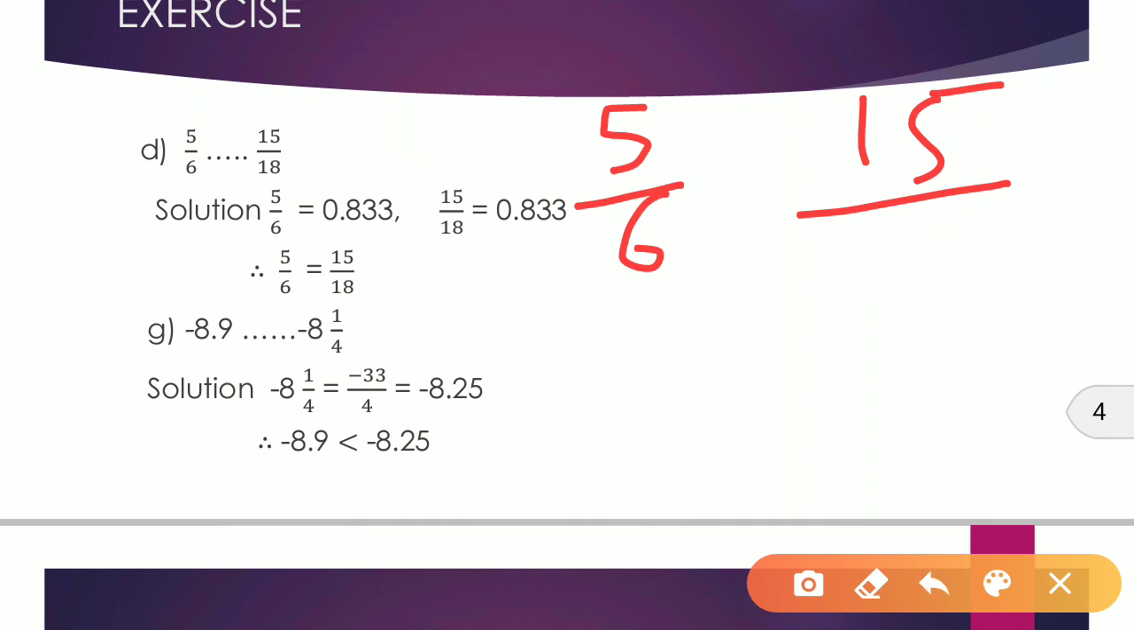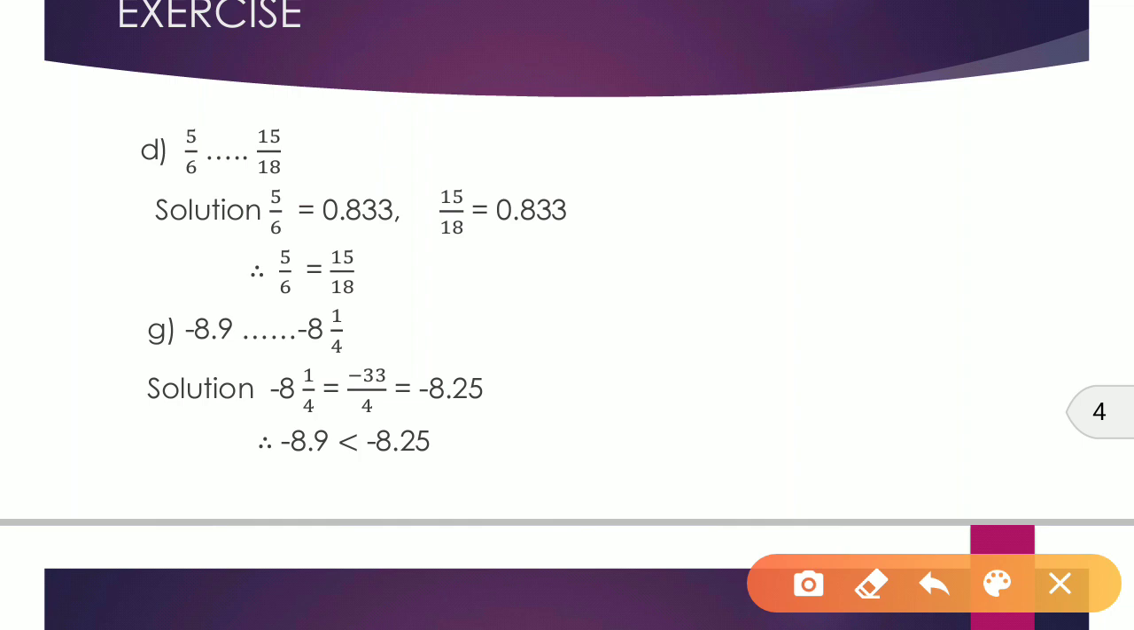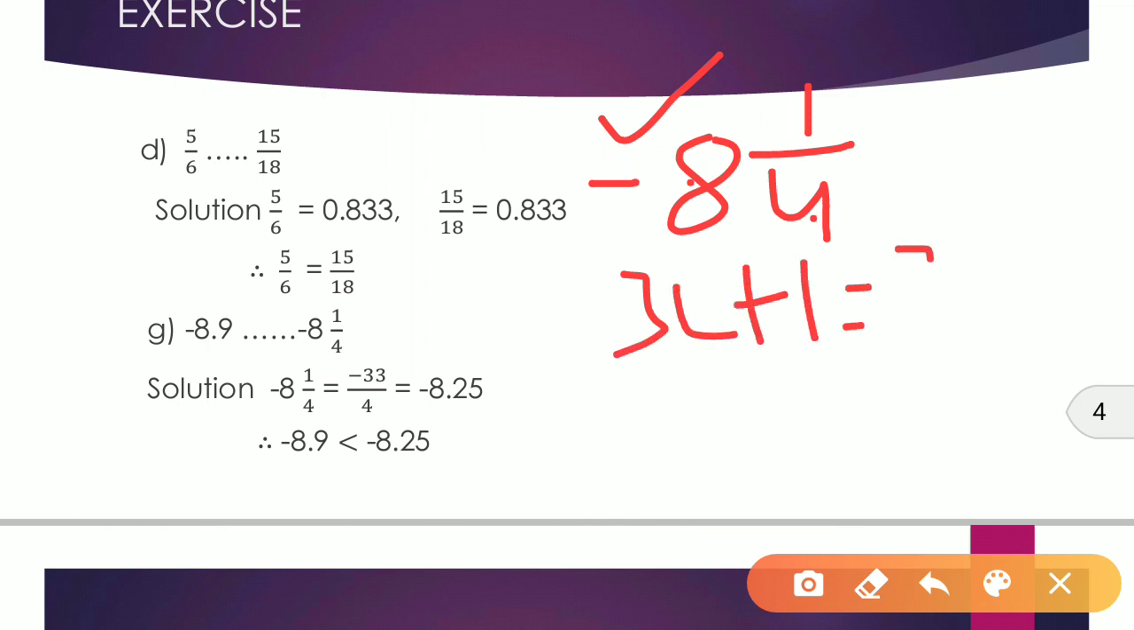Now, our last question is minus 8.9 and minus 8 whole 1 by 4. You cannot do anything with minus 8.9 because it is already in decimal. So leave this number. Next is minus 8 whole 1 by 4. This is in mixed fraction. You have to convert it into a simple fraction. How will you convert it into a simple fraction? You have to multiply 4 into 8, then plus 1. 4 into 8 gives you 32. 32 plus 1 gives you 33, and the denominator will be 4 only.